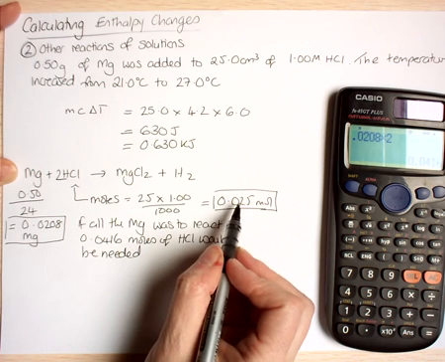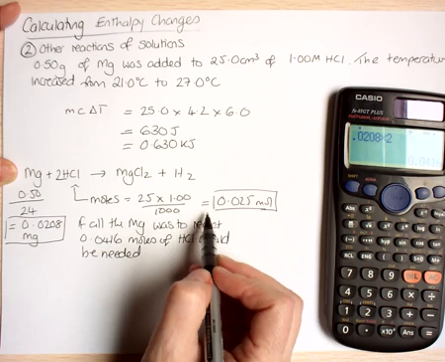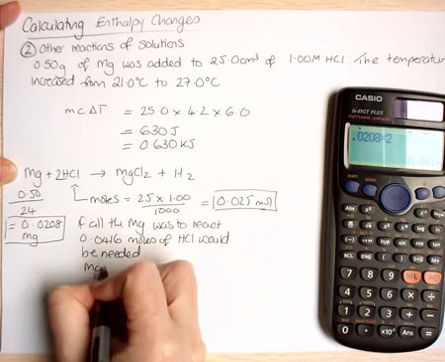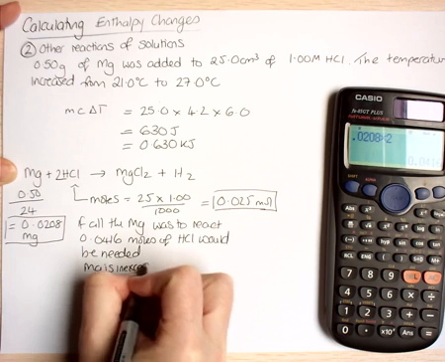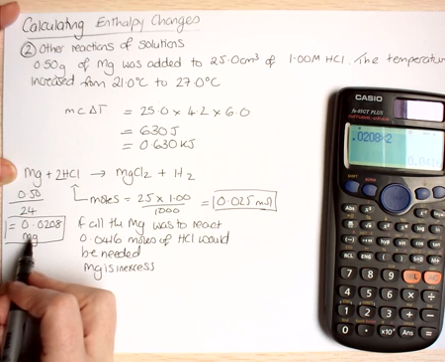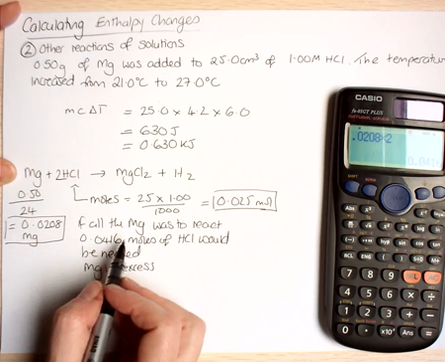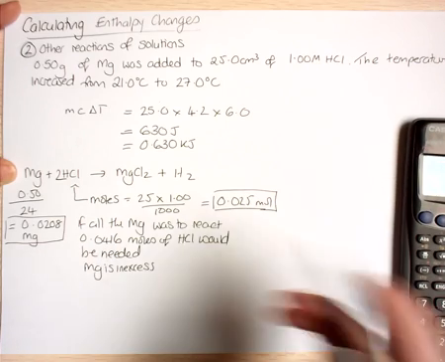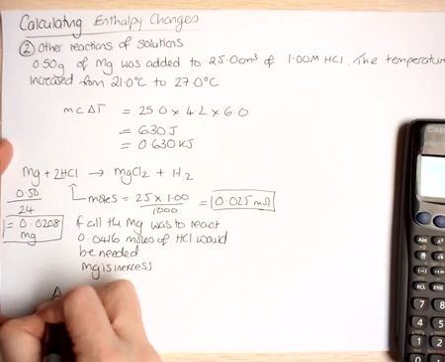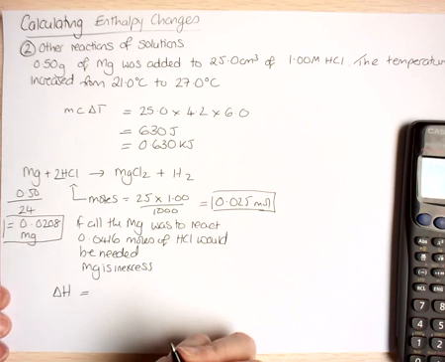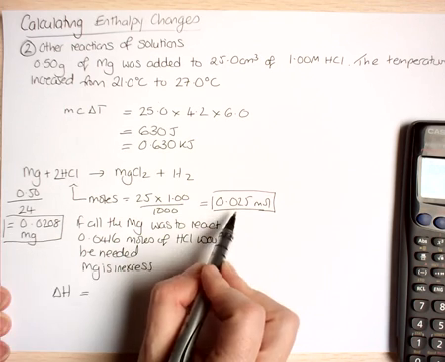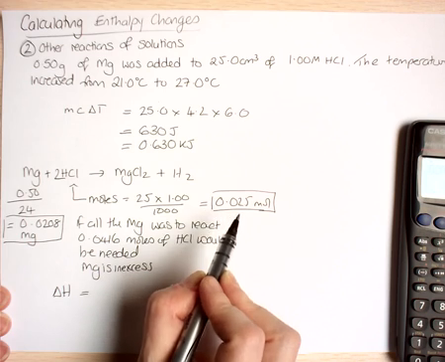No. So my HCl is limiting, magnesium is in excess. Not all the magnesium is going to react because there is not enough acid for it to react with. Therefore, when I'm working out my enthalpy change for my reaction, so delta H equals, I use the number of moles of my acid because this is the limiting reagent.